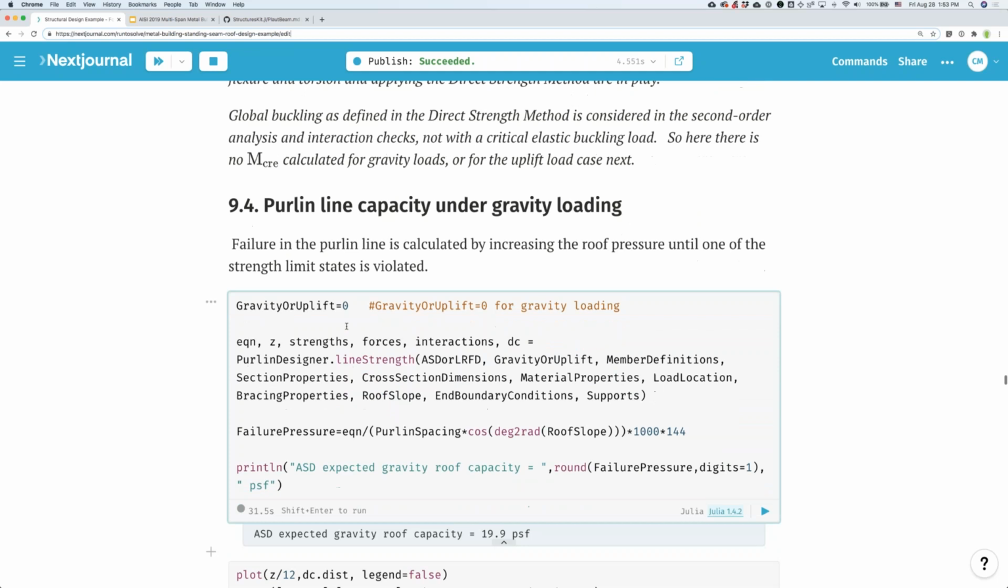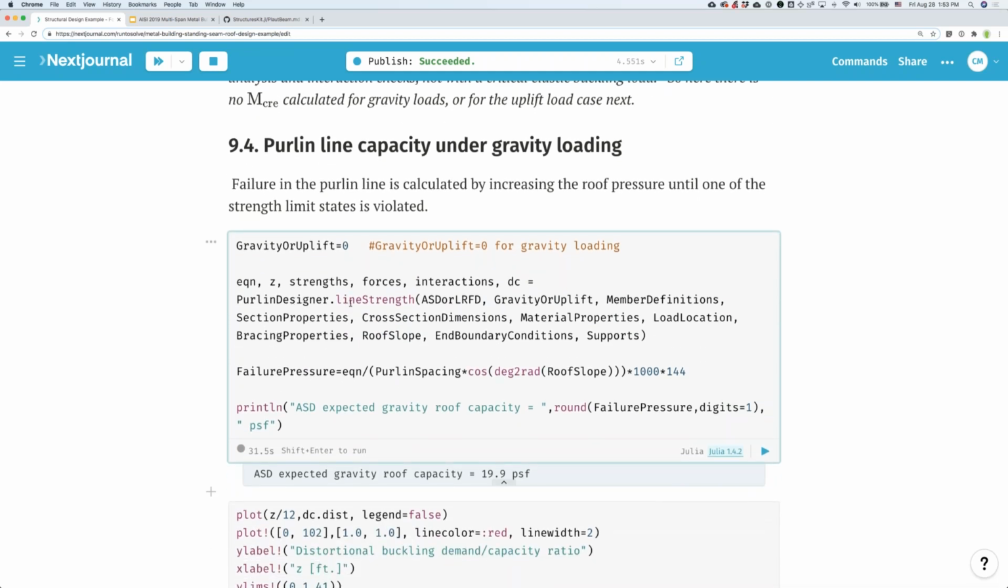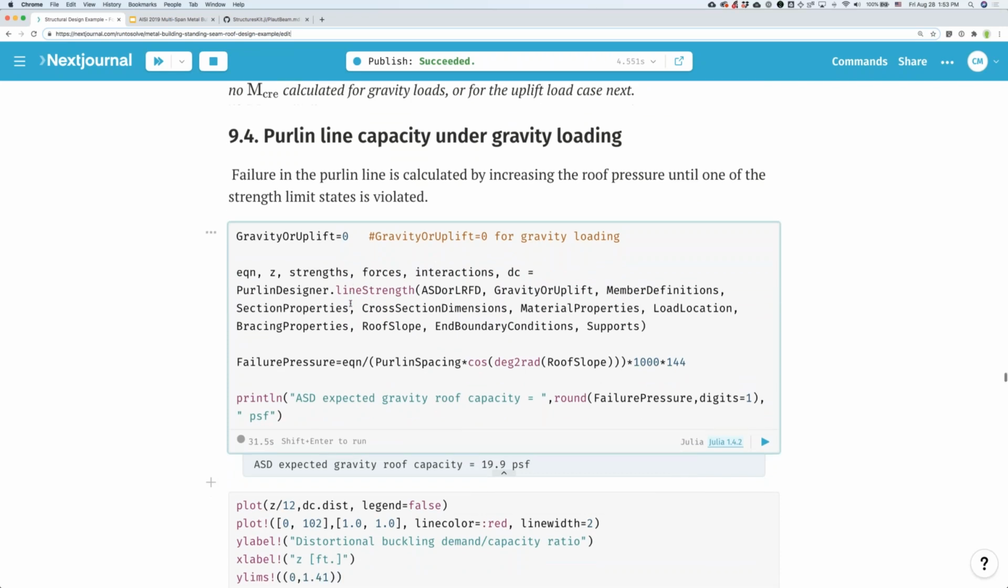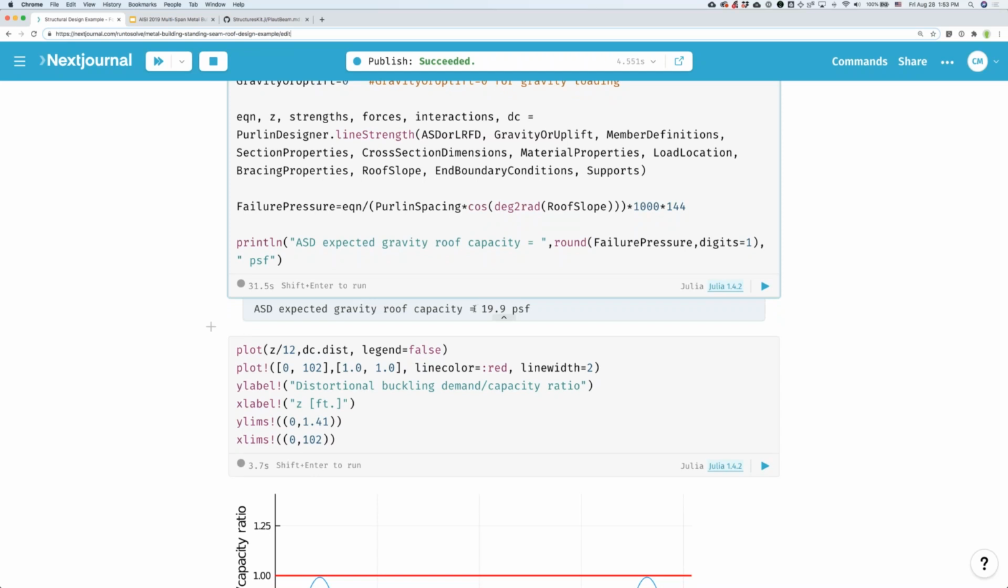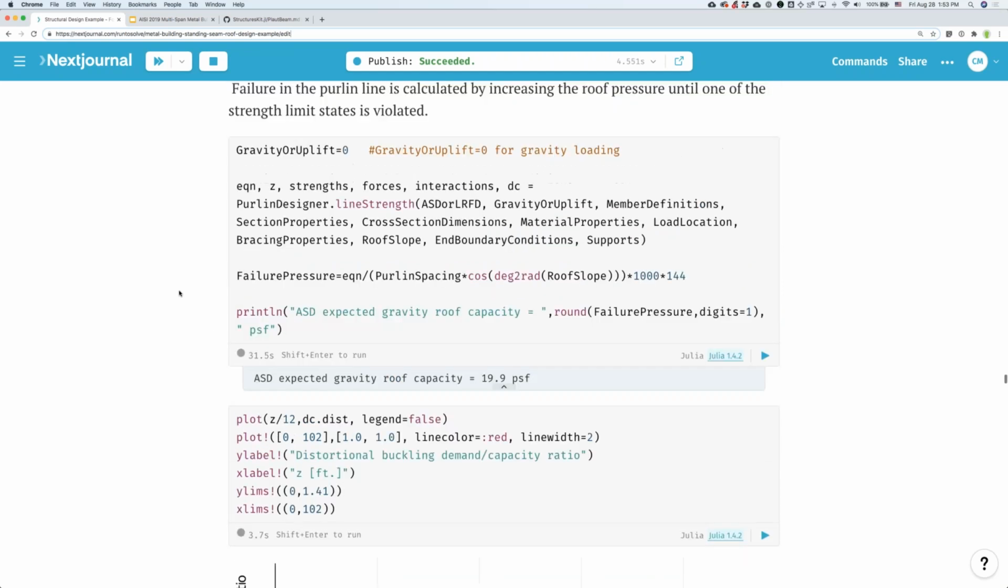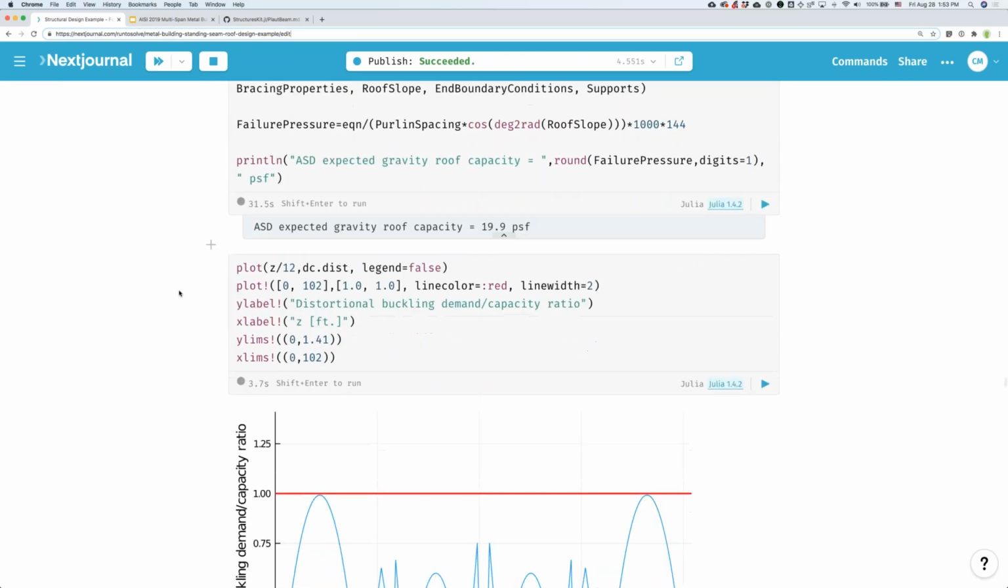So let's keep going. This is just calculating the Purlin line strength, as the function says, and we get the failure pressure, and we find that the allowable stress expected gravity roof capacity is about 20 psf, which I think is pretty reasonable. I think it turns out to be a pretty reasonable answer.